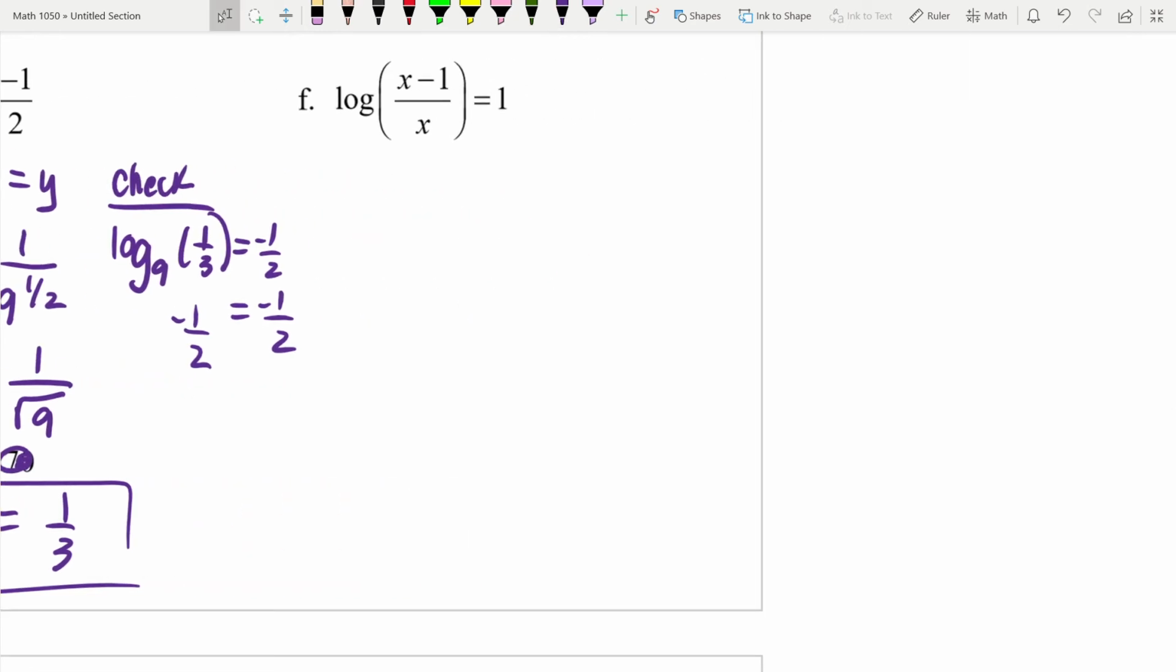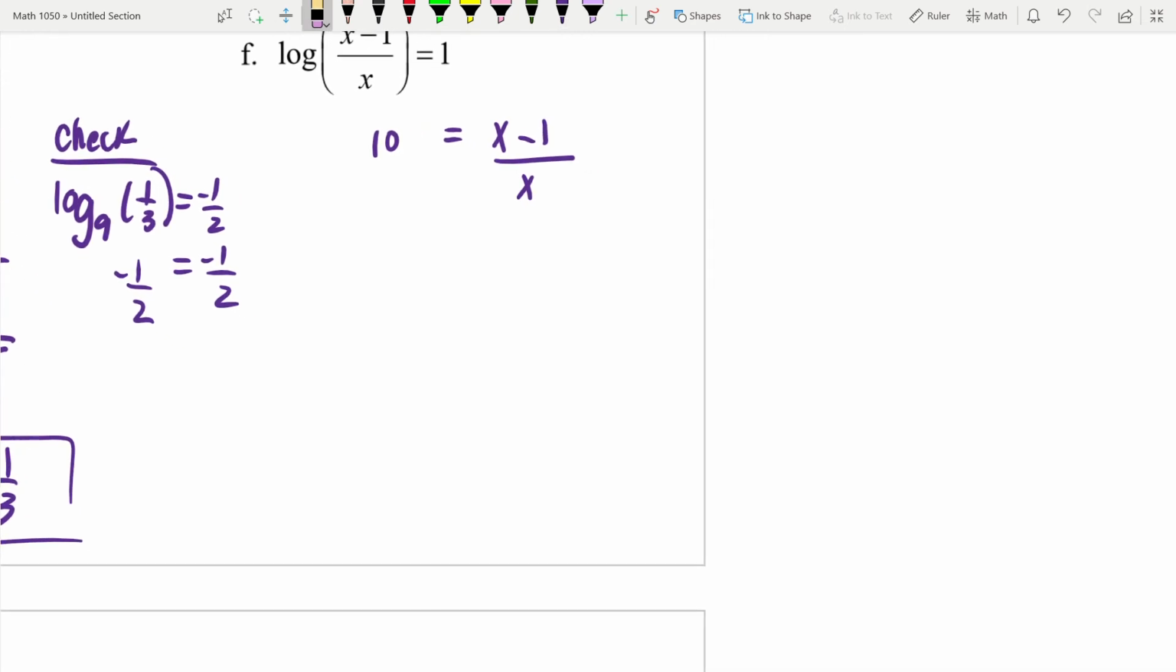Okay, here we go with question F. I'm stuck. This is log base 10. So it's 10 to the first equals x minus 1 over x. The second you look at that, you should spit out 2 words that tell me the next step, the easiest way to solve it. What are the 2 words? Cross multiply. A fraction equals a fraction. The easiest thing to do is cross multiply. When you cross multiply, you get 10x equals x minus 1. Pull the x over, it becomes a negative. 9x equals negative 1. Divide, x equals negative 1/9.